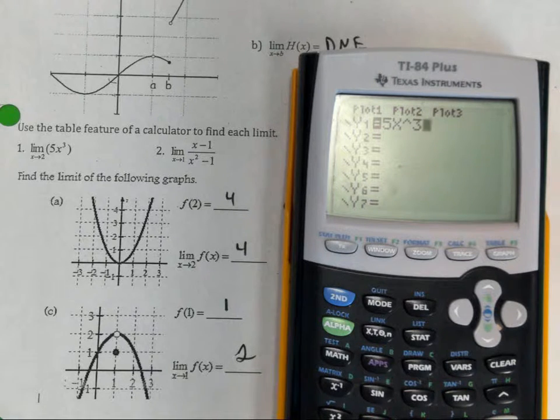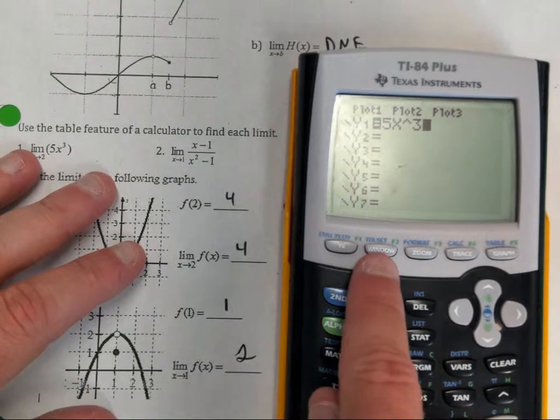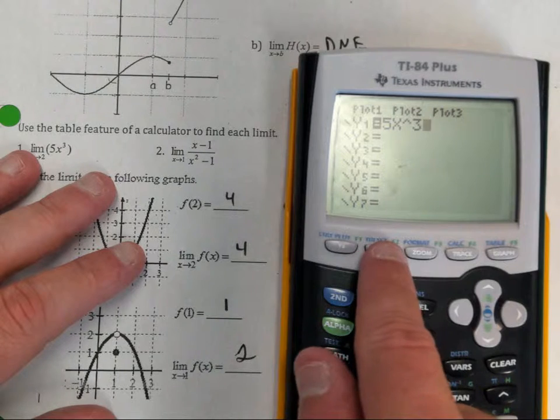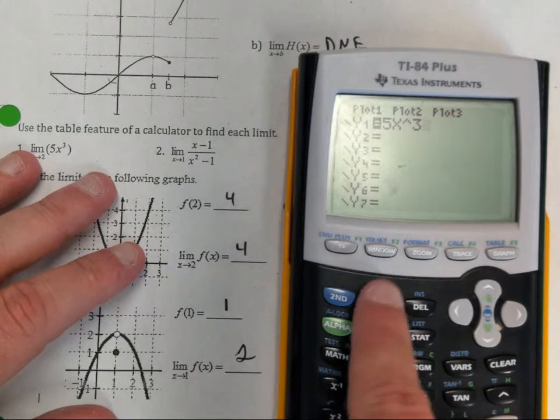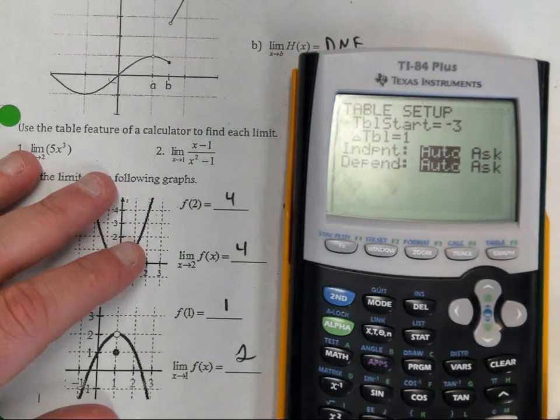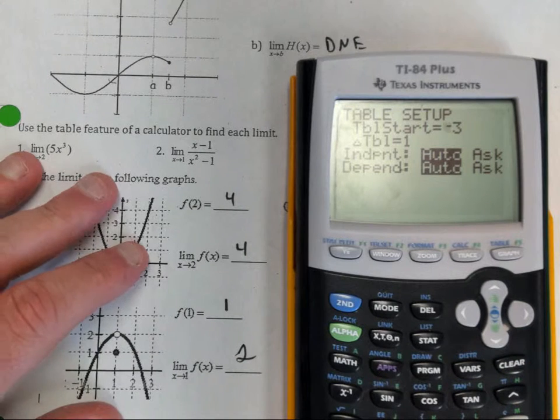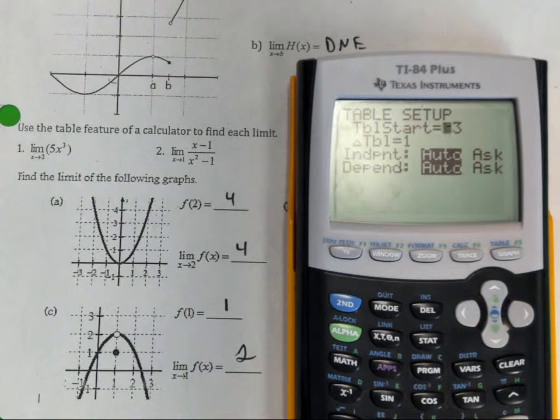Alright, now I'm going to teach you how to set up your table here. Right above window, do you see TBL set? That means set your table. So I'm going to hit second that. Never change the independent and dependent. It's always auto. Don't change that. I'm changing table start. Table start means where do you want your table to start when you pull your table up. What is x approaching here? 2. I want to know what's going on at 2, so I always put that number first.